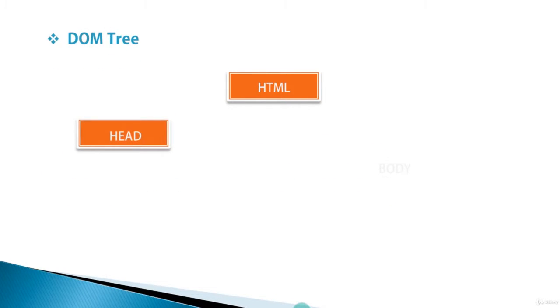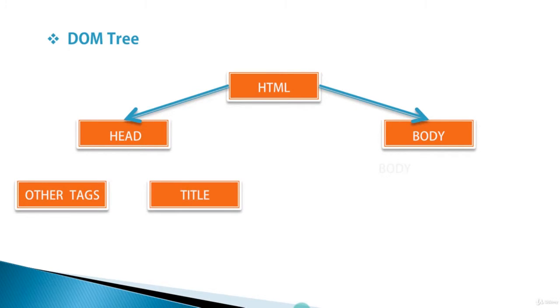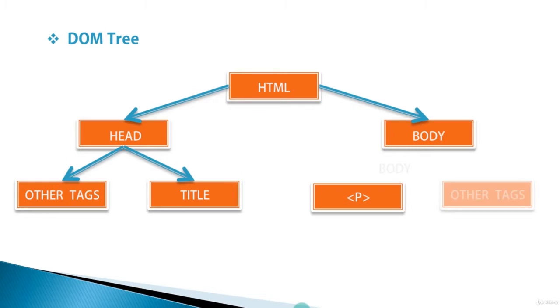In this DOM tree, we have two child nodes, head and body. Using the root element, you can access all the child nodes. In the head node, we have title, and in the body, we have HTML elements. It depends on you what you put inside the body and in the head. If you put anything in the body, then the browser will create a child node of the body element, and you can access this node using the DOM tree.